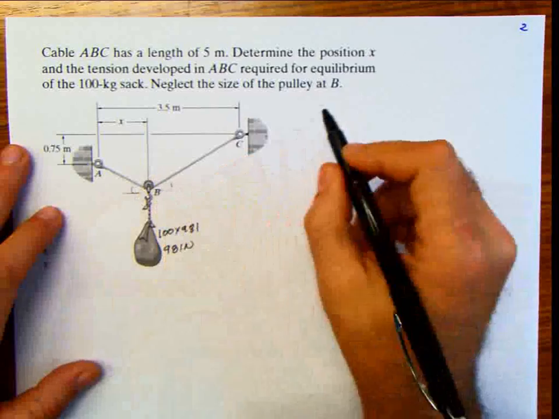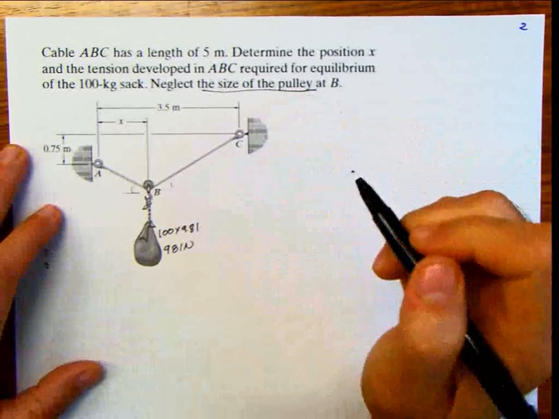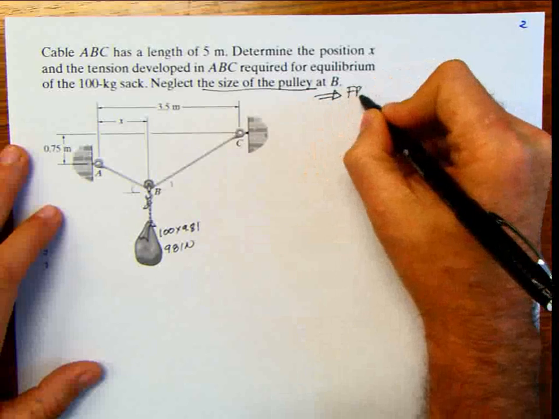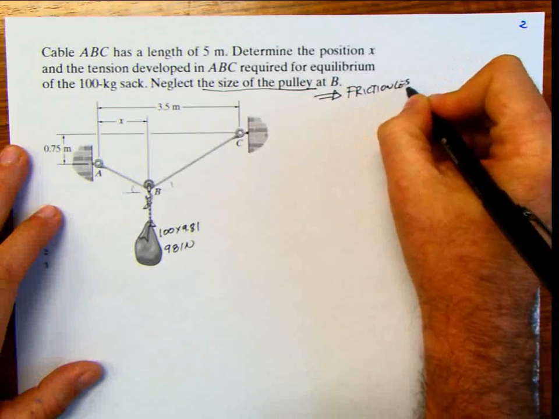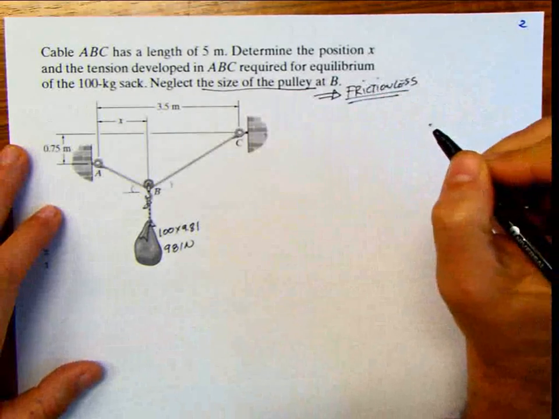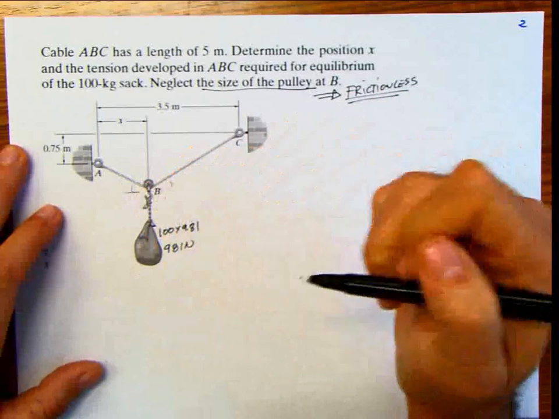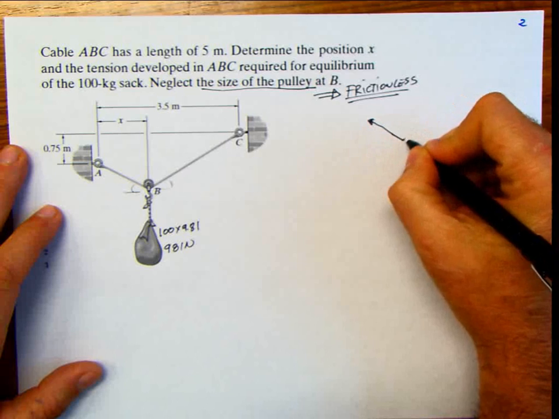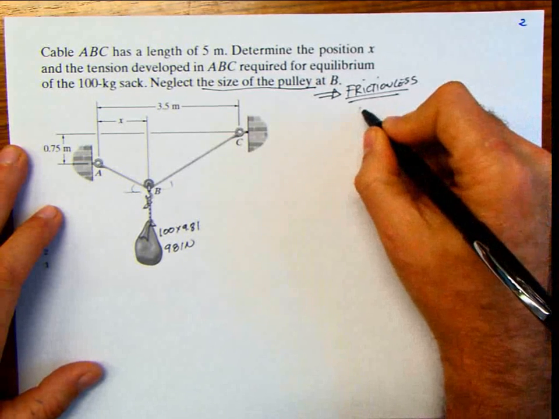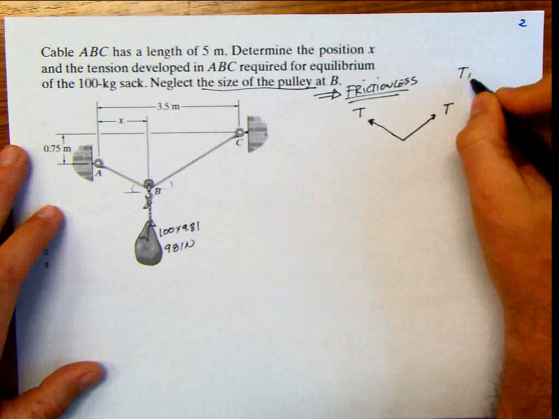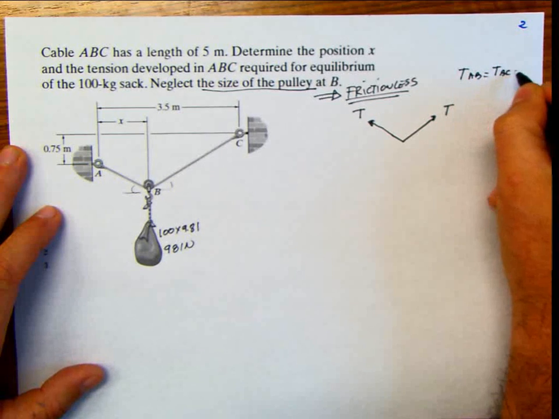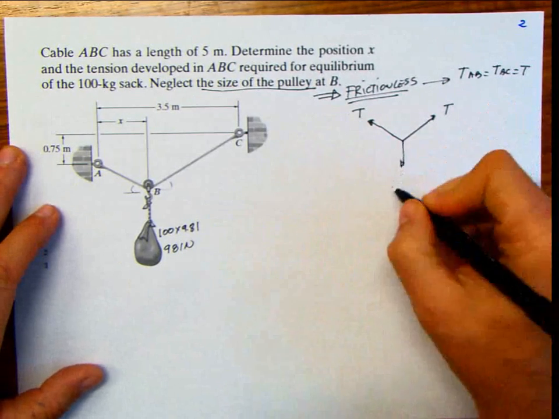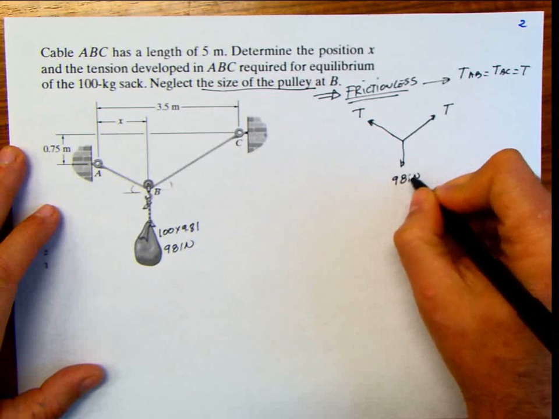First of all, it says to neglect the size of the pulley. When you read that, immediately that means frictionless pulley. And a frictionless pulley means that the tension BA is going to be the same as the tension BC. So I have a piece of information. I have the tension here and the tension here. I'm going to call it T, because TAB is equal to TBC, and that's equal to T because it's frictionless. And I have this weight here of 981 Newton.